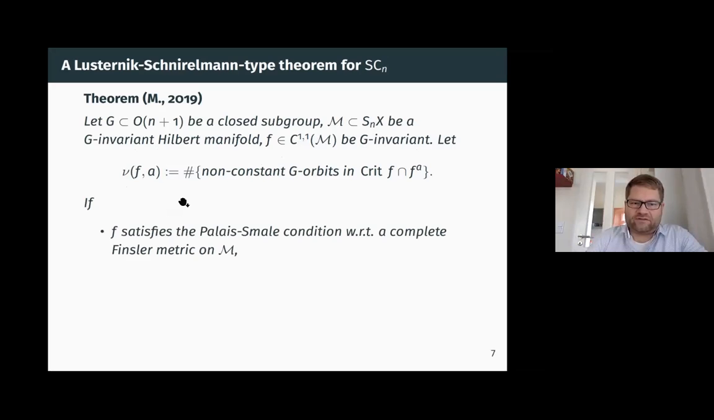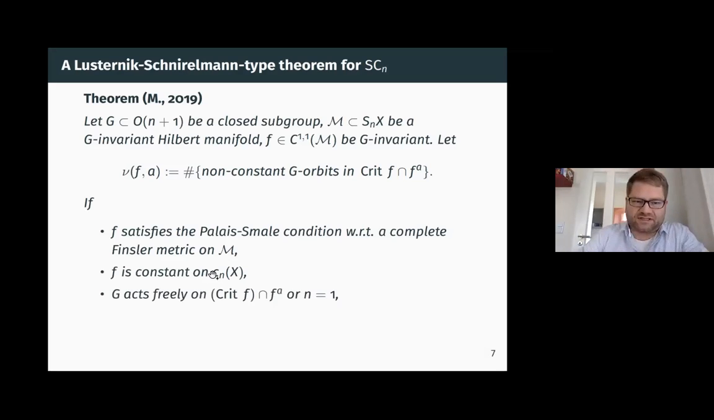So if F now behaves well with respect to this Palais-Smale condition, so this is just a technical condition that we need for the minimax procedure that's underlying this. And then if F is constant on the space of constant spheres, which is, for example, a reasonable assumption for the energy functionals, where the energy of a constant loop is always 0.